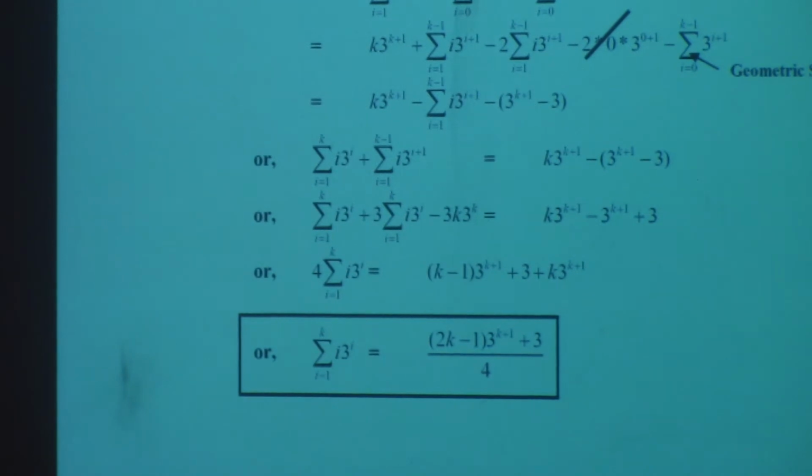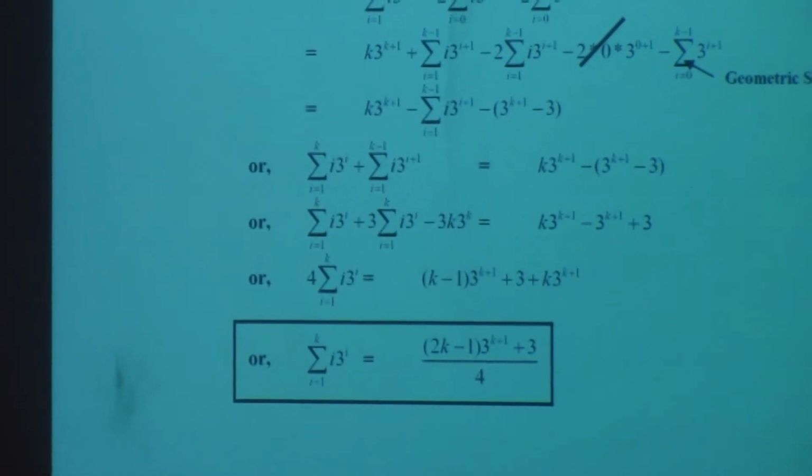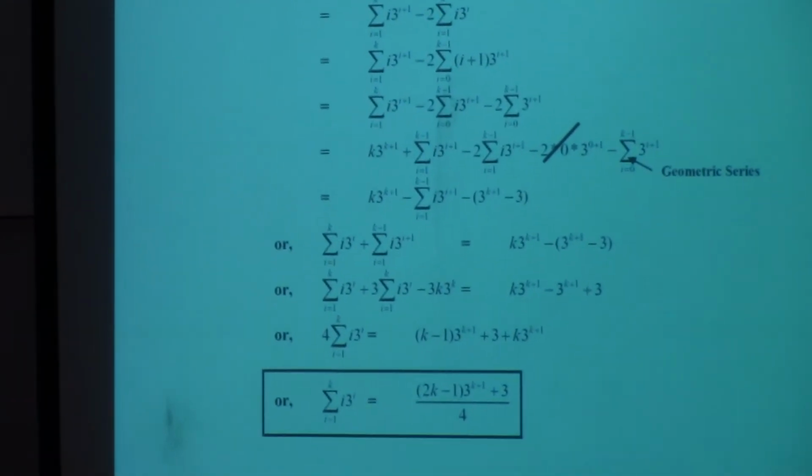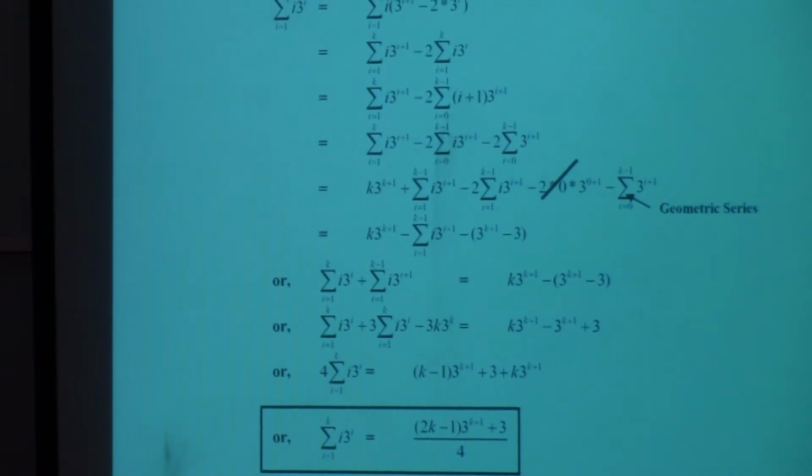I'm not going to go through this, but this is how you would do the same thing for getting the sum of i times 3 to the i. More complicated, because 3 to the i is not equal to 3 to the i plus 1 minus 3 to the i. It's equal to 3 to the i plus 1 minus twice 3 to the i. Because this one is 3 times bigger than this one, so you have to multiply it by 3 to get 3 times bigger, and subtract 2 of the smaller one to get back to the original.